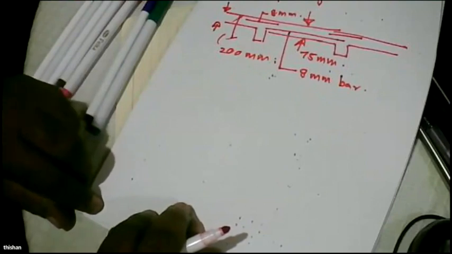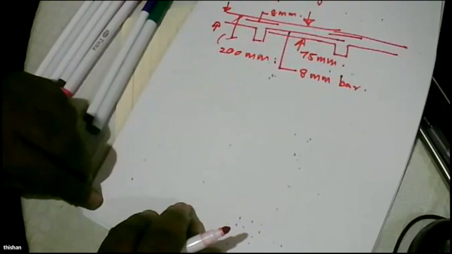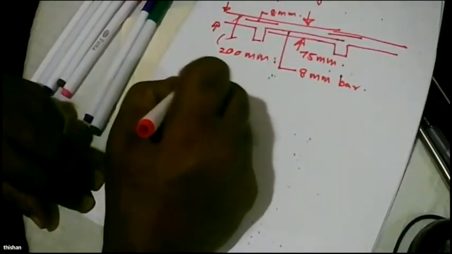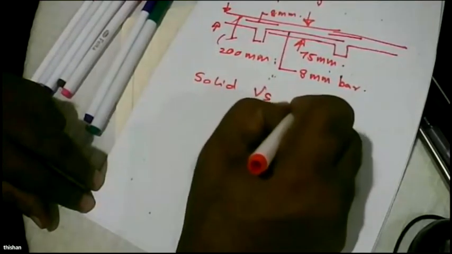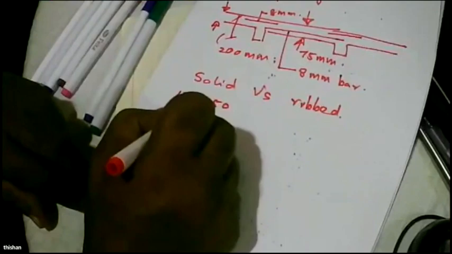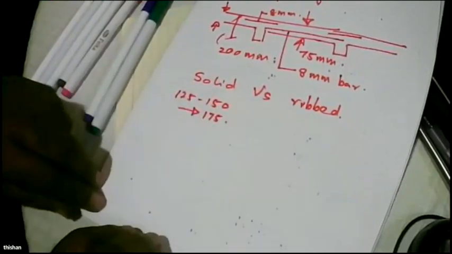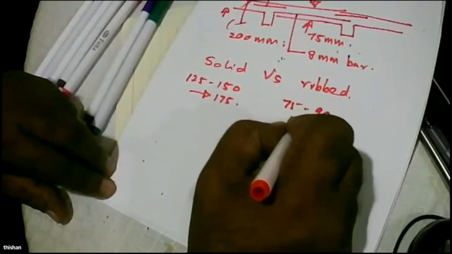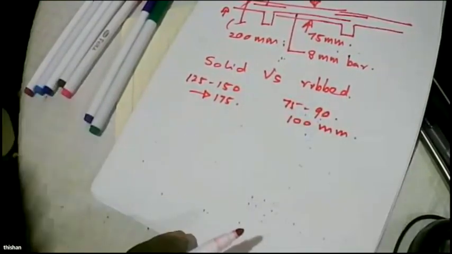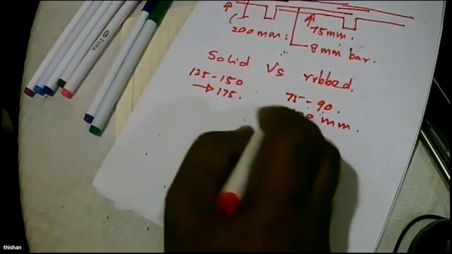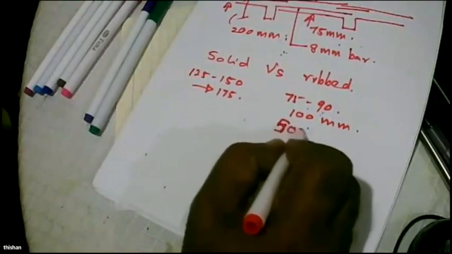So when we looked at this possibility, we thought in Sri Lanka, we must go one step further. Why? So what is the advantage of solid versus ribbed? Solid may be 125 to 150, can go up to 175. Ribbed, 75 to 90. And overall thickness is 100 millimeters. When you allow for rib thickness and everything, might not be even 100, but let's say 100. Then we are saving, let's say we save 50 millimeters each floor.